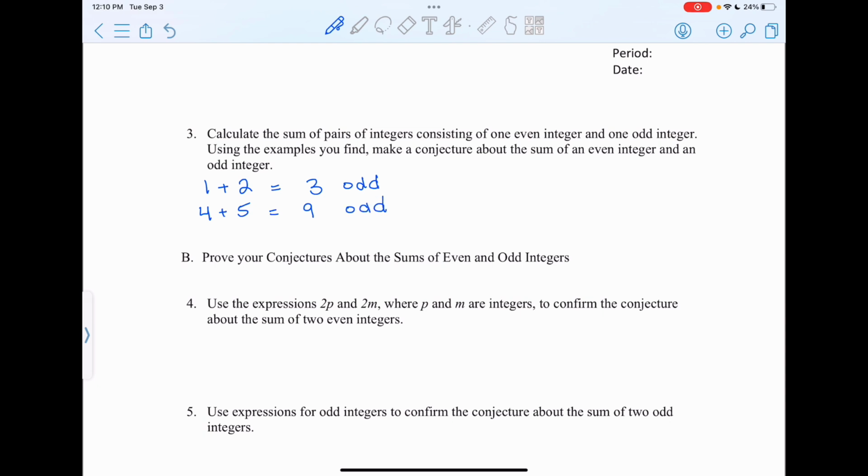And one more. 10 is even and 11 is odd. 10 plus 11 is 21, which is also odd. So my conjecture, based on these three examples, is that whenever we add an even integer and an odd integer, it will always come out odd.